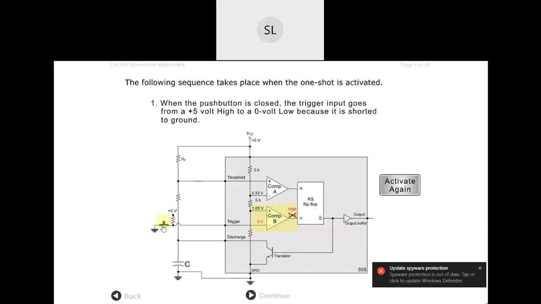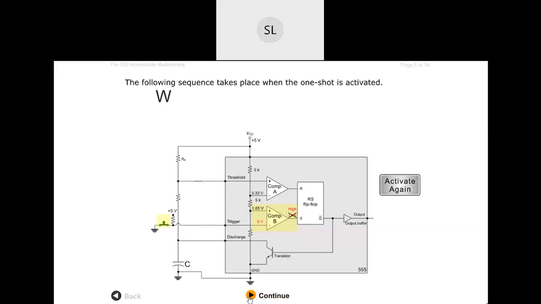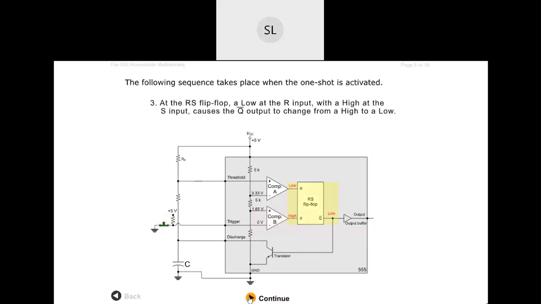But when we press the push button here, the output Q bar will be low, because of which this transistor will be in the off state now. Okay. Now the capacitor will start charging through RA.